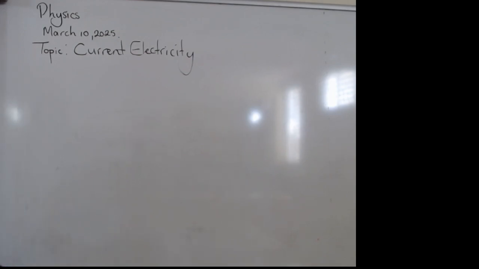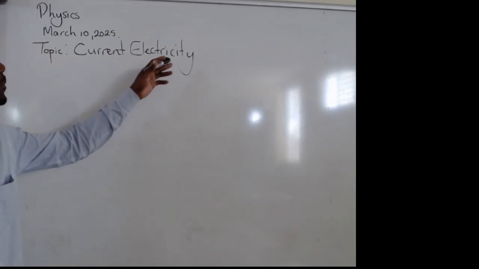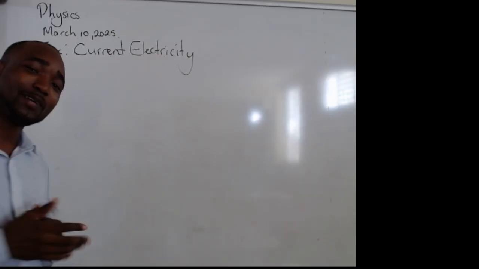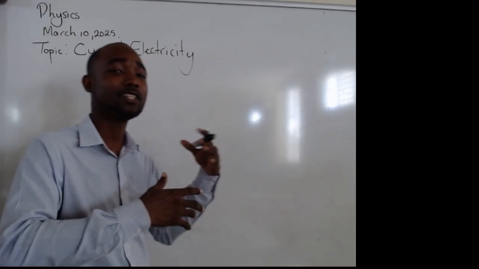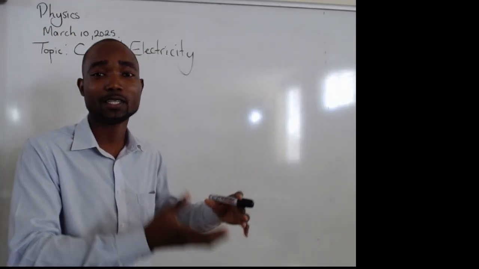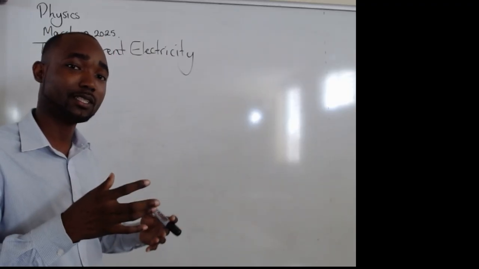All right, hello everyone. Today we'll be looking at current electricity. Now, last time we looked at static electricity, we know that those are stationary charges that build up on the surface of a material. Now, what is current electricity?